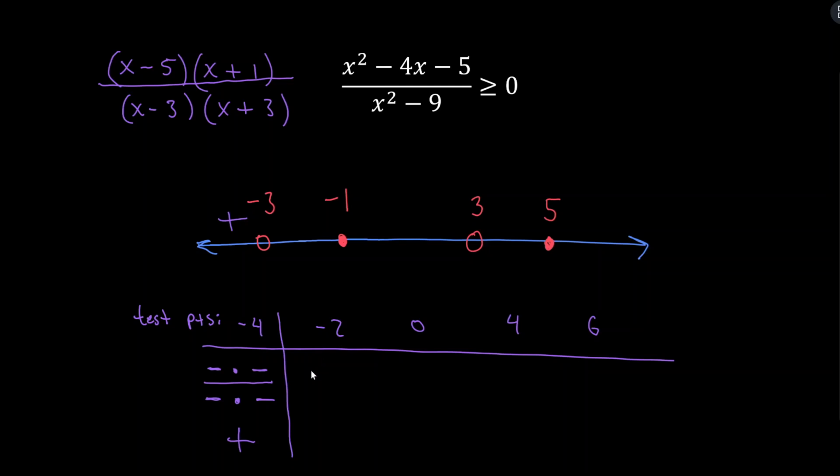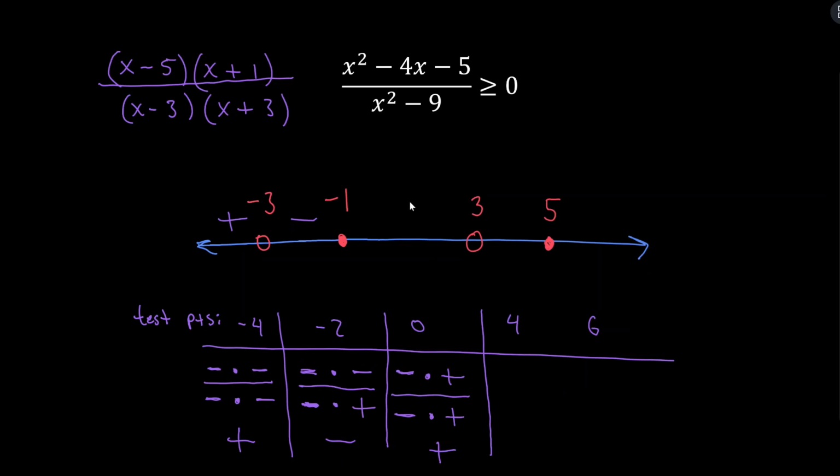Now let's try -2. We get -2 minus 5, that is a negative, times -2 plus 1, that's a negative, -2 minus 3, that's a negative, and -2 plus 3, that's a positive. So now we have 3 negatives, so this final output is negative. Now we can plug in 0. When I plug in 0, I get 0 minus 5, that's a negative, times 0 plus 1, that's a positive, times 0 minus 3, that's a negative, times 0 plus 3, that's a positive. 2 negatives make a positive, so our final output is positive, and we are above the x-axis in this section.